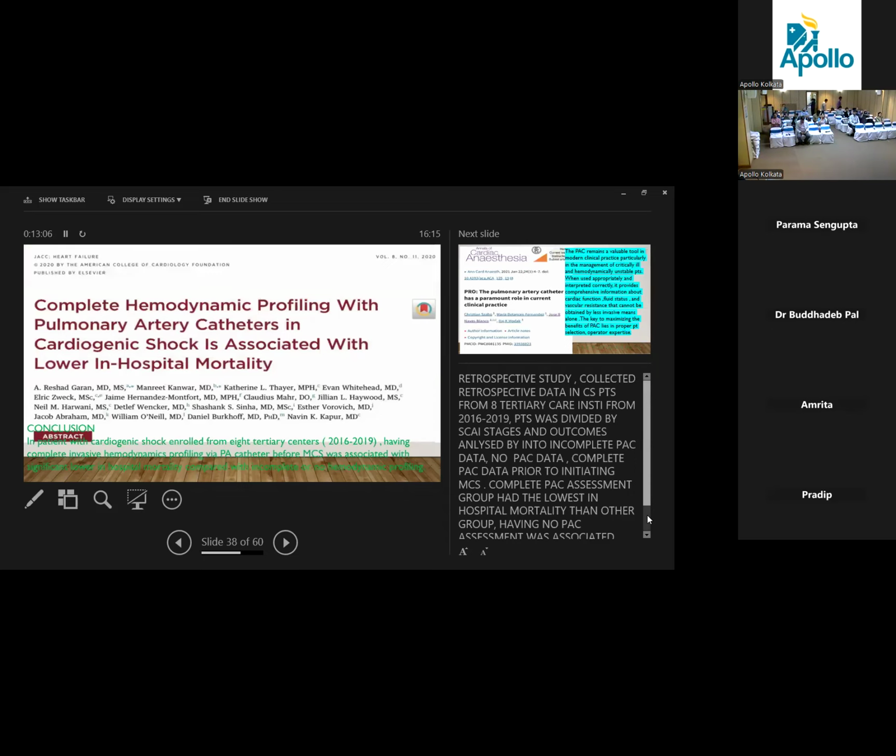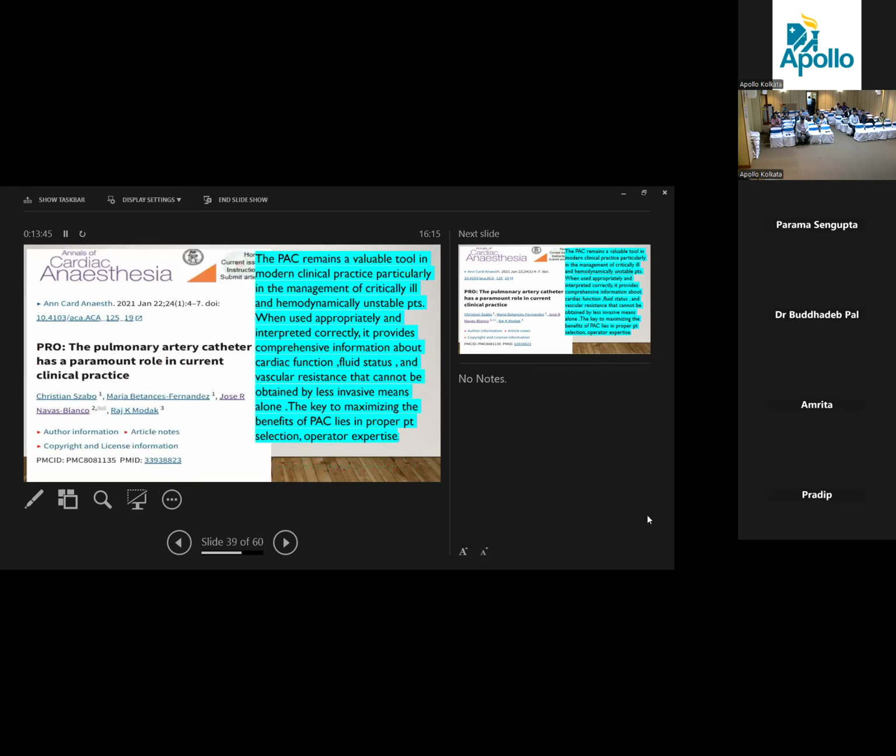JACC 2020: this is a retrospective study where patient data was collected retrospectively from 8 tertiary care centers from 2016 to 2019. It shows that patients with cardiogenic shock enrolled from 8 tertiary centers, having a complete invasive hemodynamic profile via PA catheter, were associated with minimum mortality as compared to non-PAC monitored patients.